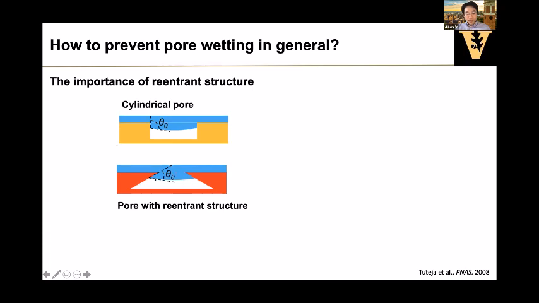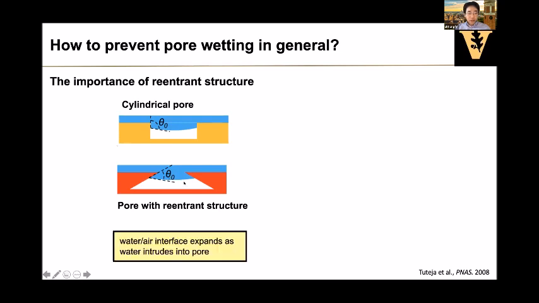Now we need a reentrance structure, which is a structure where the opening of the pore is actually smaller than the opening when you go deeper into the pore. So the idea is that you want the water-air interface to expand as the water intrudes into the pore. So that's basically a reentrance structure.